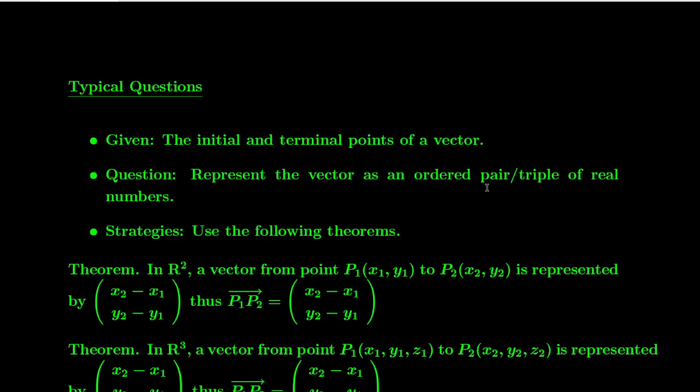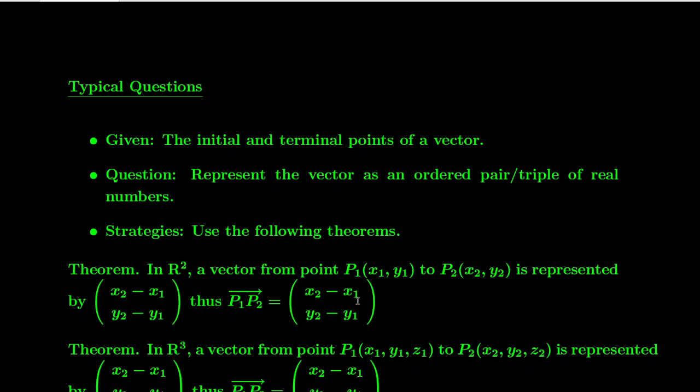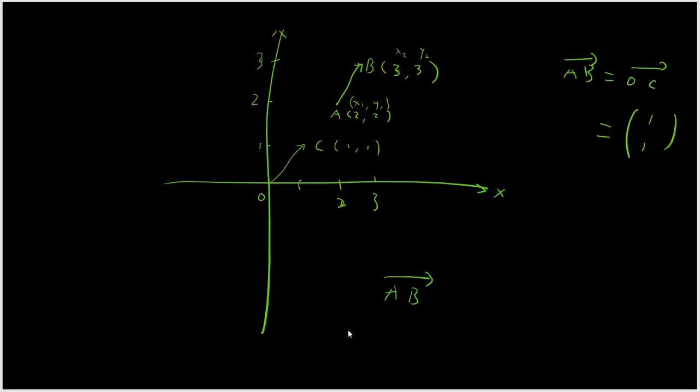The conclusion tells you the components of the vector with initial point p1 and terminal point p2 are computed using that formula. Look at the formula again. The first component is the difference between the two x coordinates. The second component is the difference between the two y coordinates, right? In this case, the initial point is A and the terminal point is B.